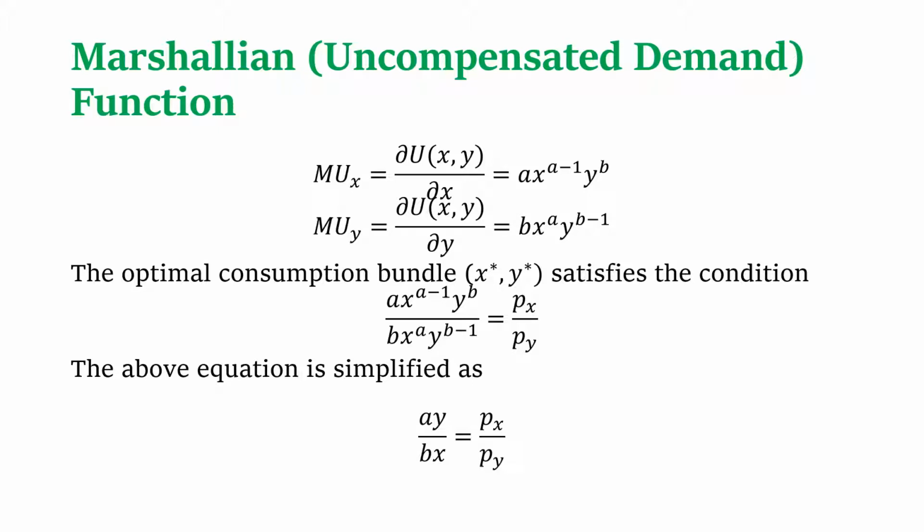So once we have obtained that, we just divide the marginal utility of good x over the marginal utility of good y, which is a x^(a-1) y^b over b x^a y^(b-1), and this equals px over py.